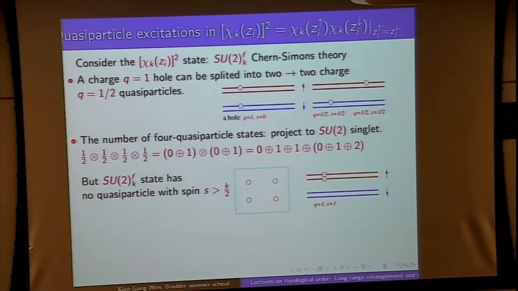It has spin 0 because this is a spin up and a spin down. Spin 0 comes from the projection, because the physical states have spin 0. Okay, so this is a hole.